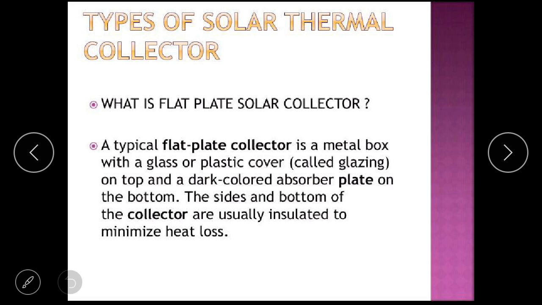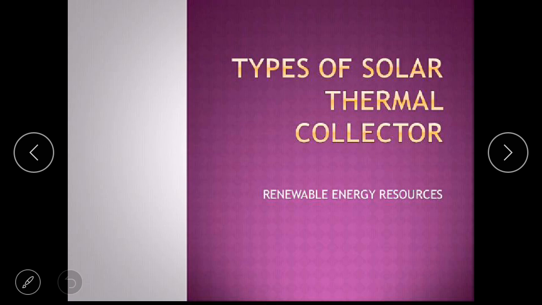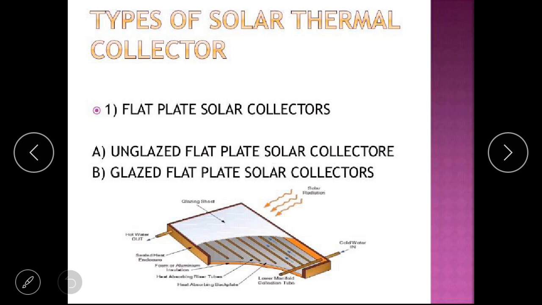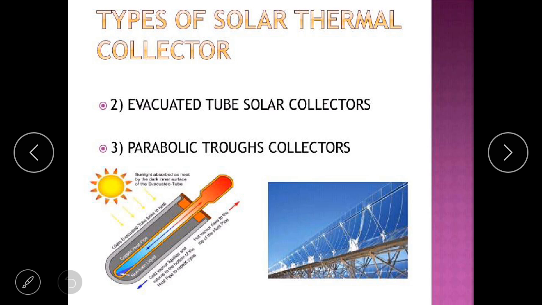A typical flat plate collector is a metal box with a glass or plastic cover, called glazing, on the top and a dark-colored absorber plate on the bottom, and the collectors are usually insulated to minimize heat loss. Now next, types of solar thermal collector, so we already know the unglazed flat plate collector and the glazed flat plate collector.